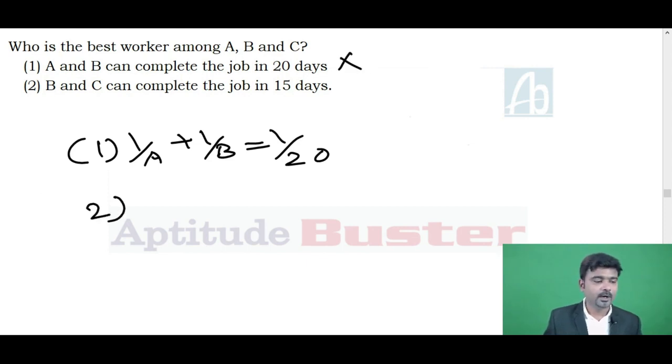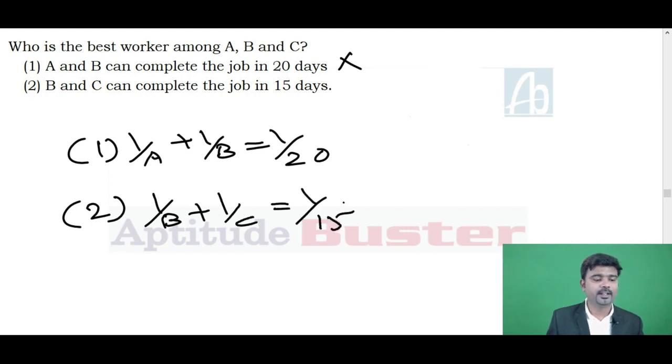Read the second statement alone. 1 by B plus 1 by C is equal to 1 by 15. The rate of work of B and C is 1 by 15. The question is who is the best worker among A, B, C? The second statement alone is not sufficient.